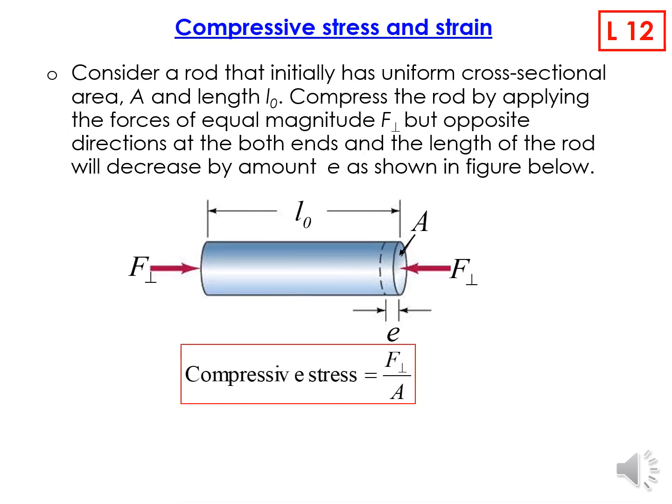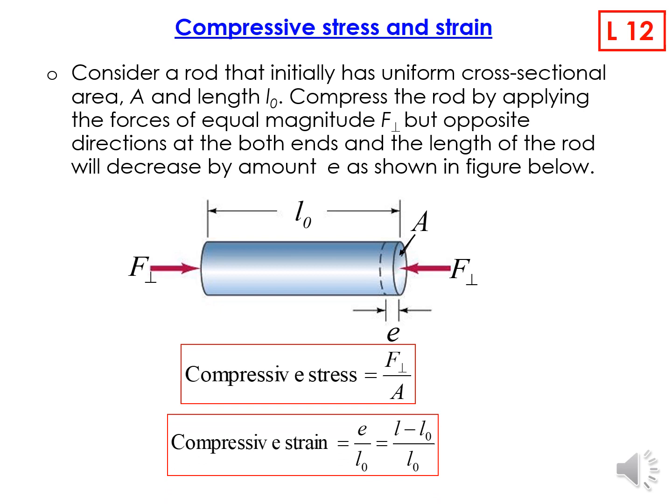Compressive stress and strain. Consider a rod that initially has uniform cross-sectional area A and length L0. Compress the rod by applying forces of equal magnitude but opposite direction at both ends, and the length of the rod will decrease by amount E as shown in the figure below.